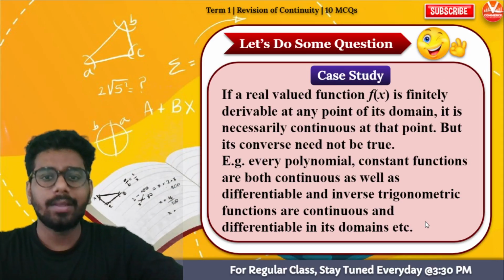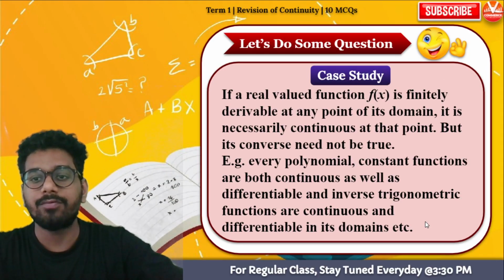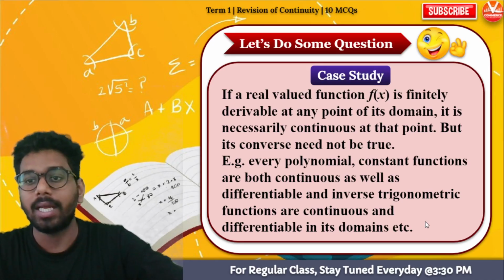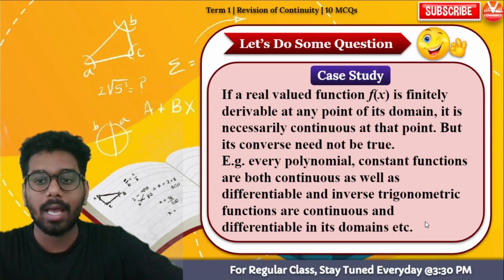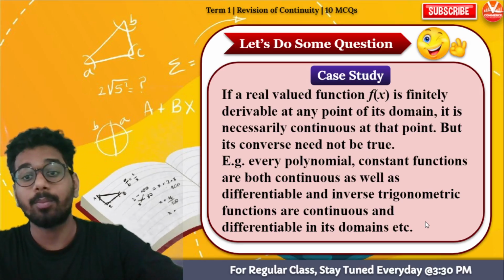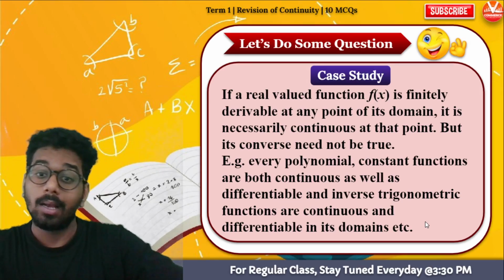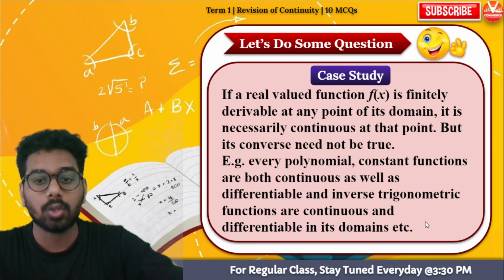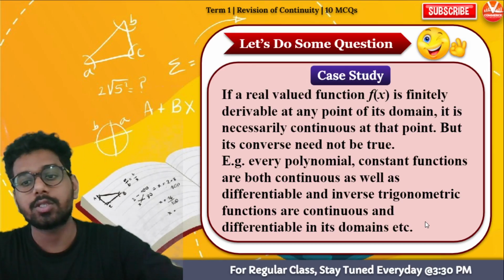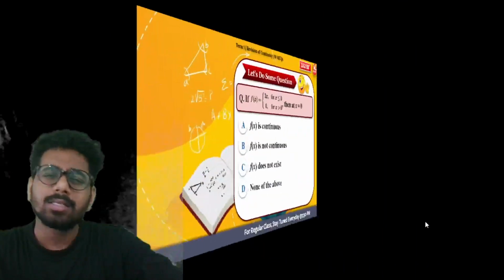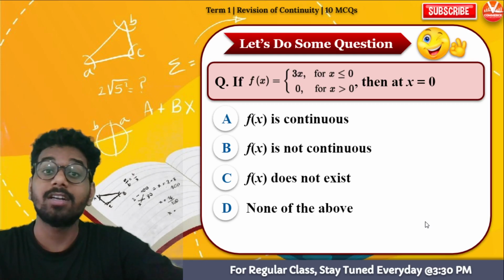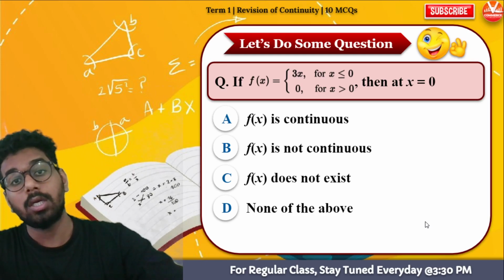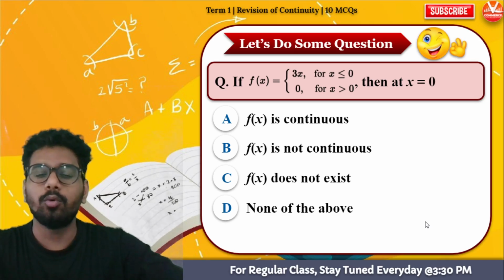Now, case study. Let's read it. If a real valued function is finitely derivable at any point in its domain, it is necessarily continuous at that point. But its converse need not be true. Example: every polynomial and constant function is both continuous as well as differentiable, and inverse trigonometric functions are continuous and differentiable in their domain, etc. We only need the new information, not the old knowledge we already read. Now let's do the question, because we haven't found any useful information in the paragraph. So we move to the question.